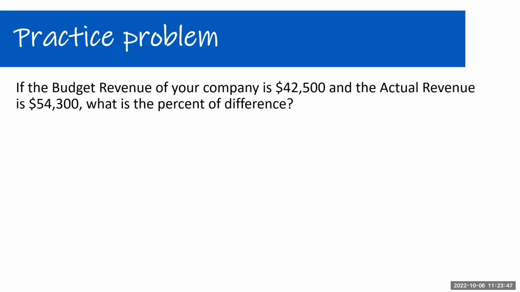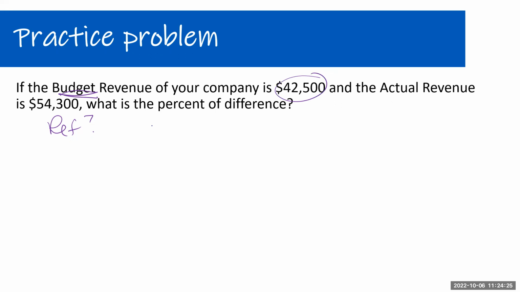So let's start with a practice problem. Let's say that the budget revenue of your company was $42,500 and the actual revenue was $54,300. What is the percent of the difference? Well, here we need to think about what is our reference, okay? And it doesn't blatantly tell us the reference. But if we think about this in practical terms, you're not going to know what the actual is until after it happens, right? So your point of reference is what you planned on. What did you plan on? Well, we budgeted for that 42.5. So we're going to make this be our reference, okay?